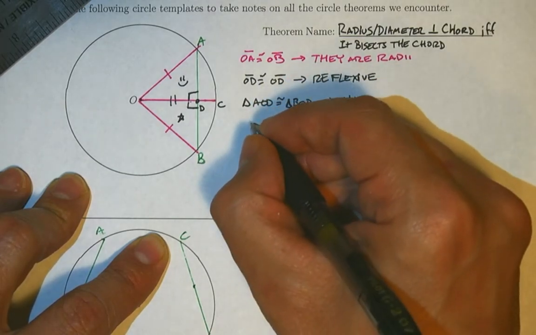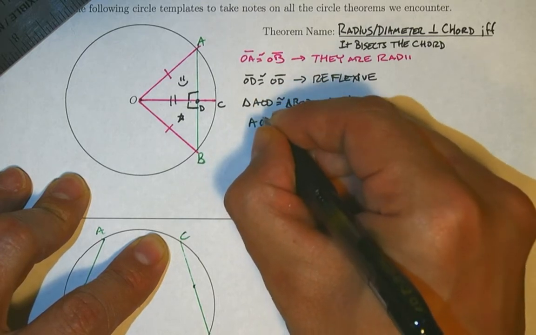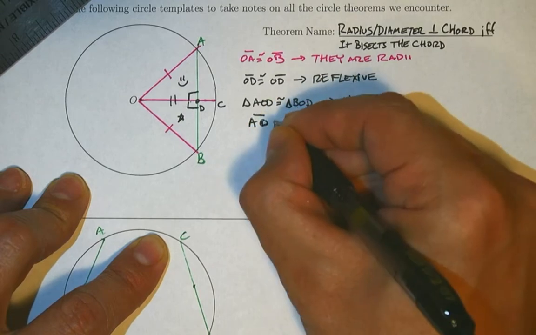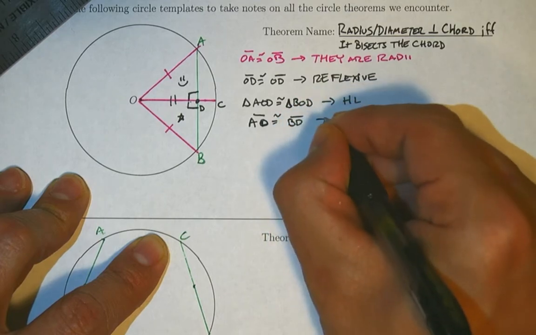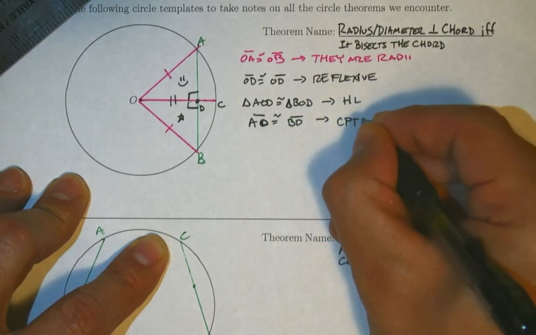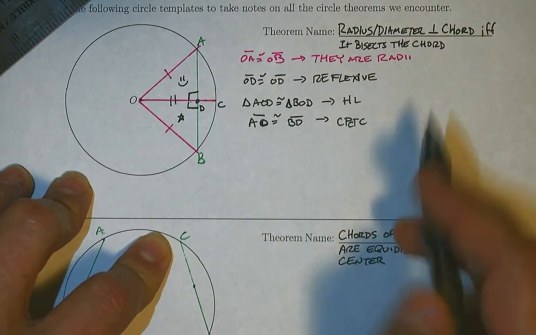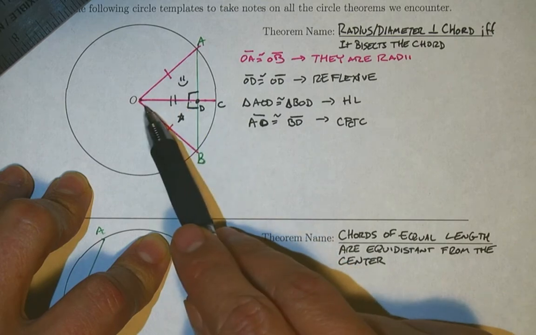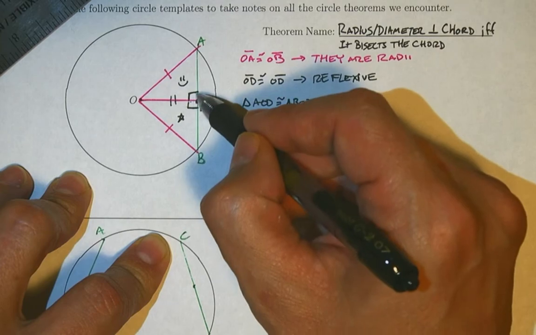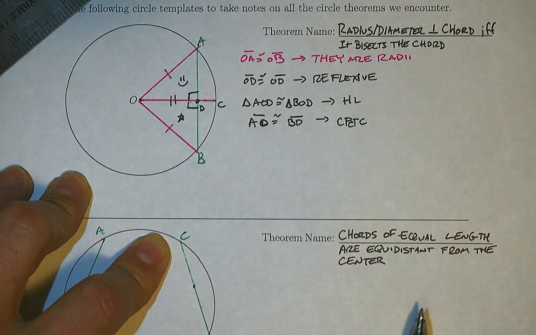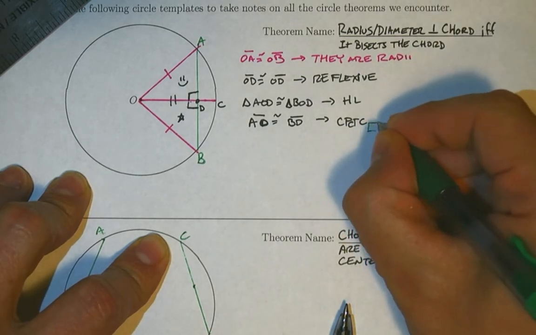And that means, that's right, by CPCTC, AD is congruent to BD by CPCTC, which is exactly what we wanted to prove, that if we started off with a perpendicular to the chord, that meant that we bisected the chord AB. So we are done with that proof.